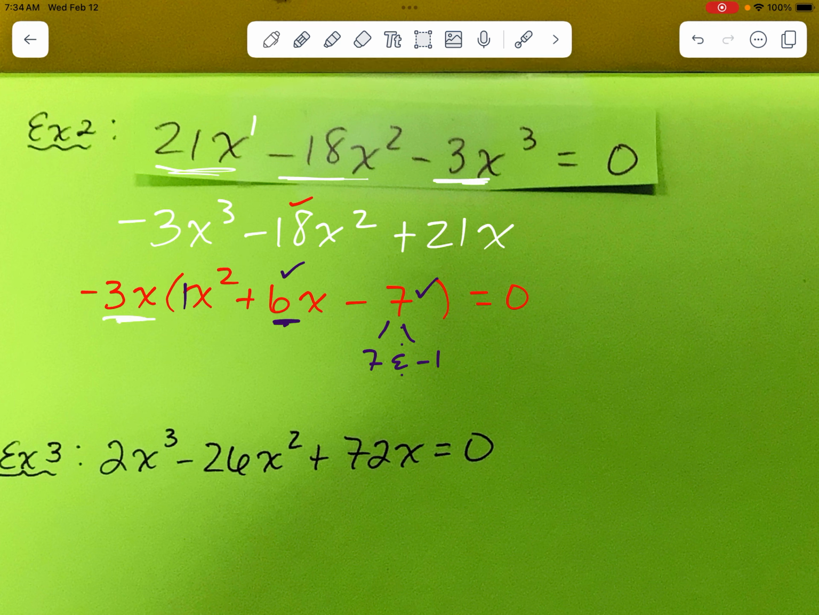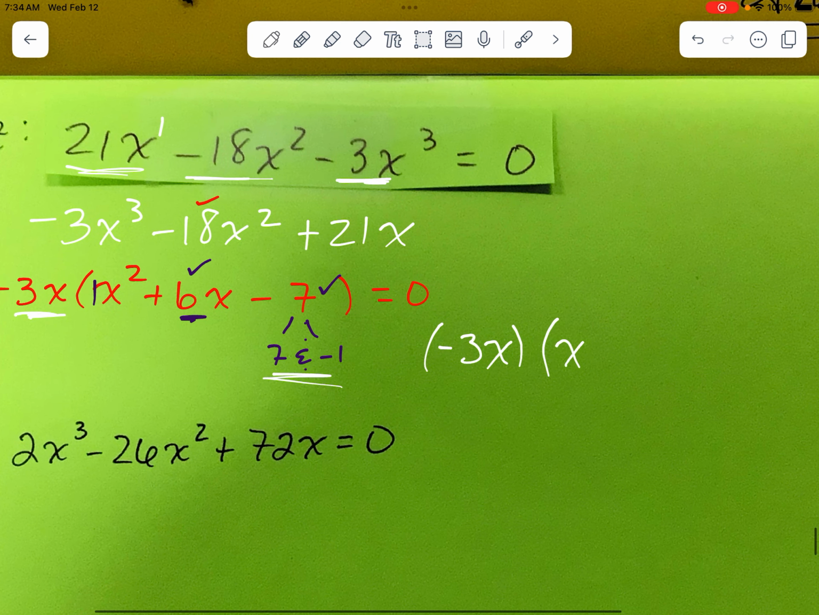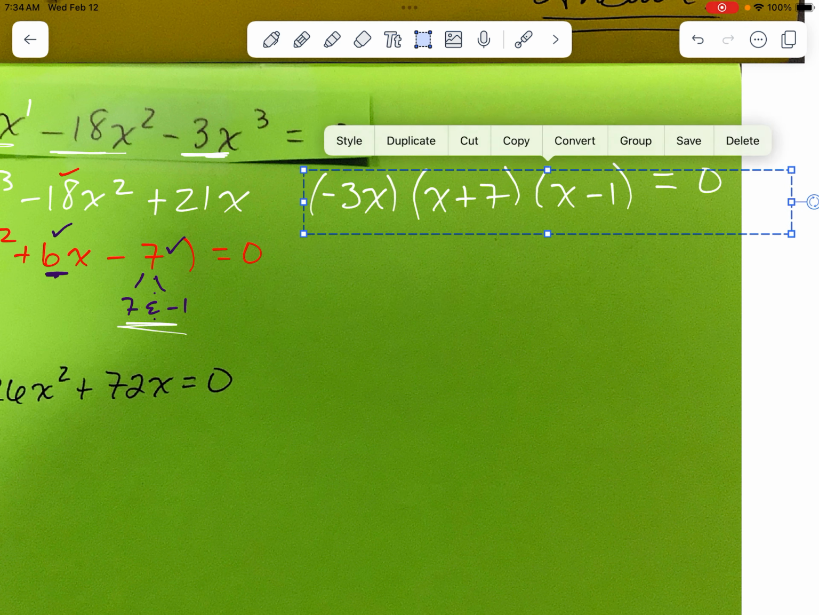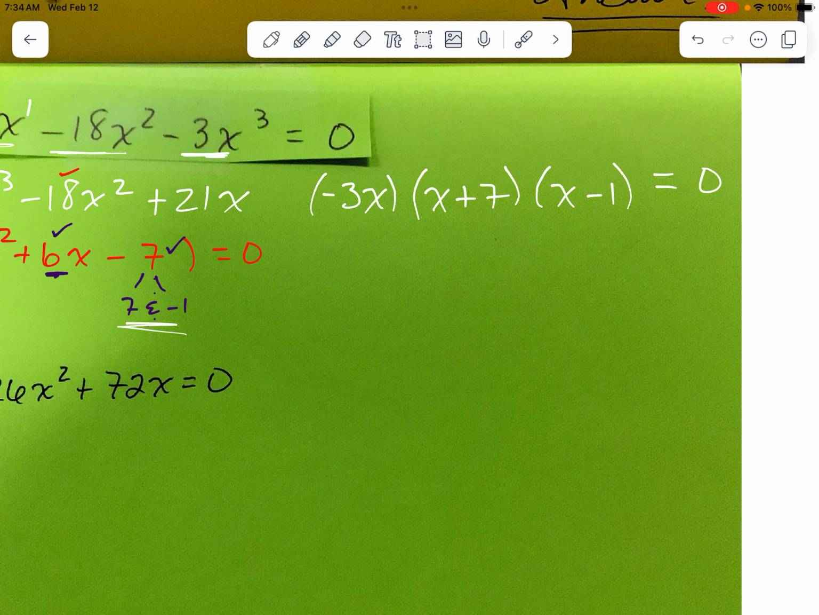So we have negative 3x. Then we have to write our factors for 7. So x plus 7 and then x minus 1. We're going to set that equal to 0. And then we are going to create 3 equations from this. So we have negative 3x equals 0, x plus 7 equals 0, x minus 1 equals 0.